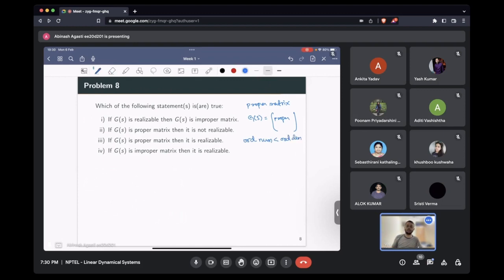Okay. So why is this a proper matrix? The thing is, you can have, let's say, 5 by s plus 1. You can have a transfer function like this. But let's say you have a transfer function s. So what is the Laplace inverse of s? Can anyone tell me?